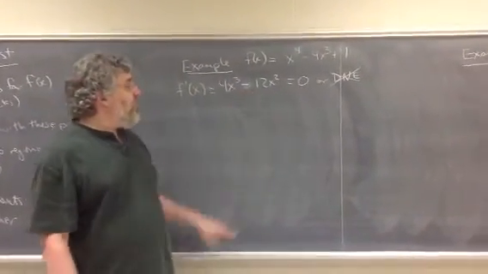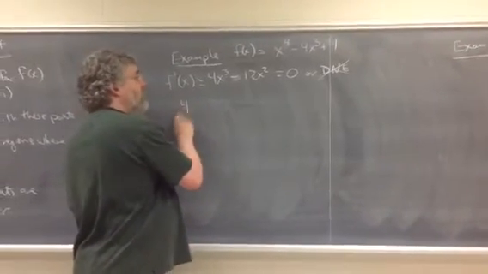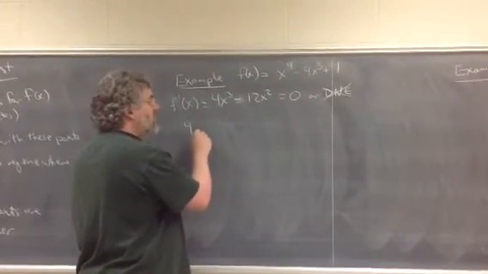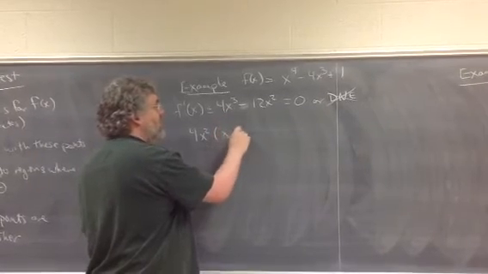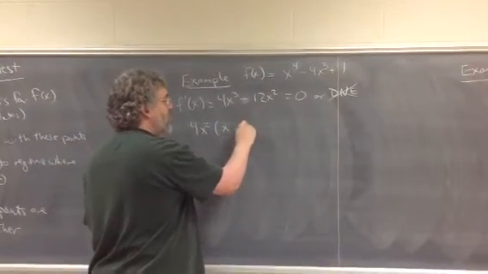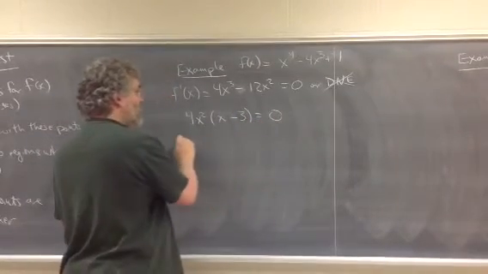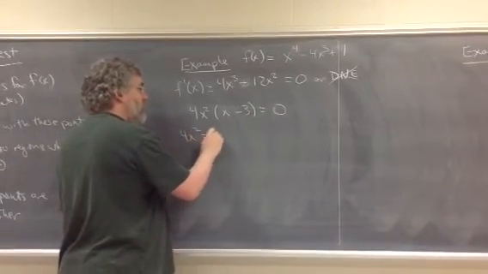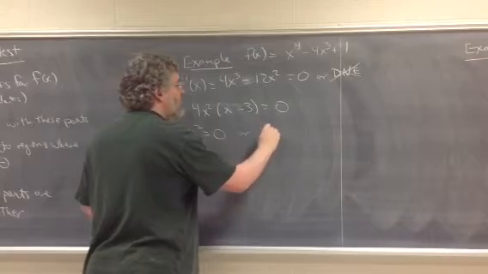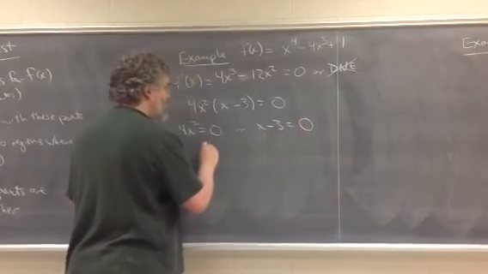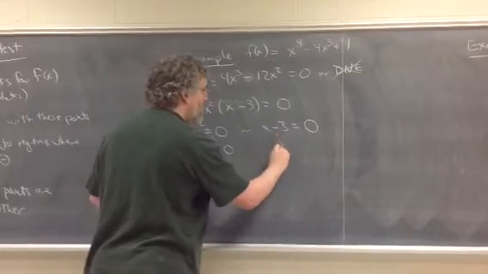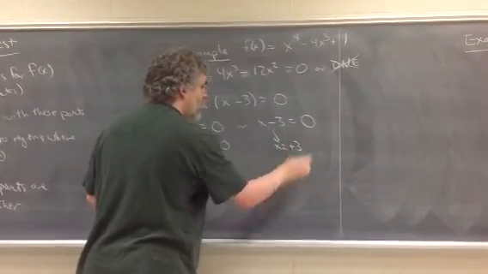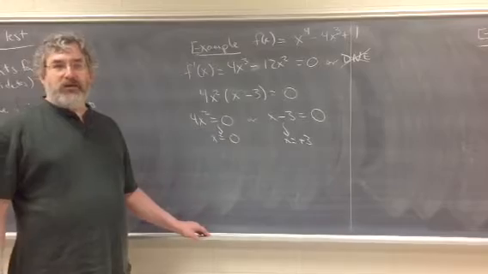So we need this is 0. I can factor a 4 out of that. I can factor an x squared out of that, in fact. So that makes that x. And that makes that 3. So we get 4x squared is 0, or x minus 3 is 0. So that means x could be equal 0, or x could equal positive 3. We're not done. Those are critical points.